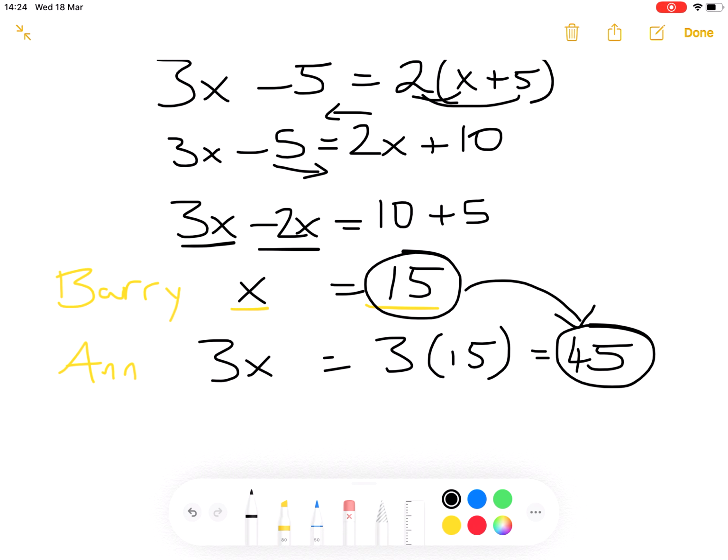So that's it. Question 6, question 7 done, and hopefully you can use those then to answer the exam paper questions that I've given you today. Thank you.